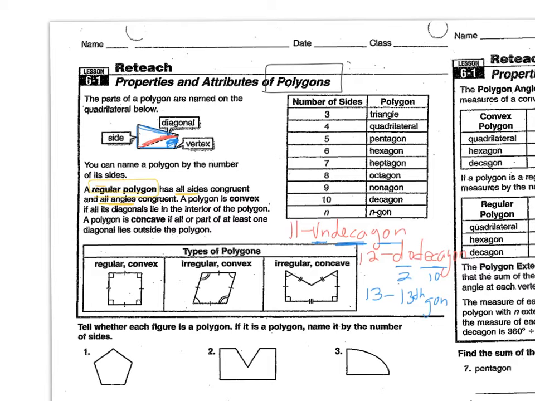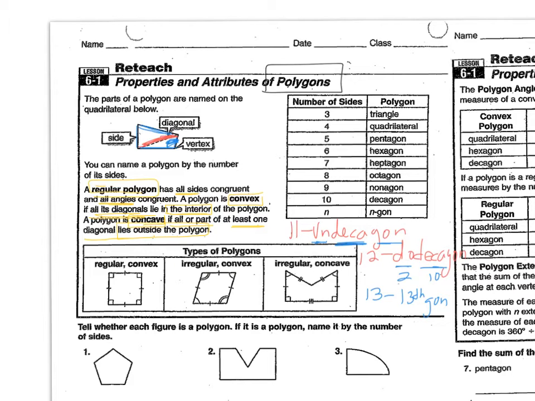A polygon is convex, and I don't know if you remember that I covered this in December. Convex means that all the diagonals lie inside, in the interior of the polygon. And concave is when you have all or part of at least one of the diagonals outside of the polygon. Okay, so regular, all sides and angles congruent. Irregular, not all sides and angles congruent.